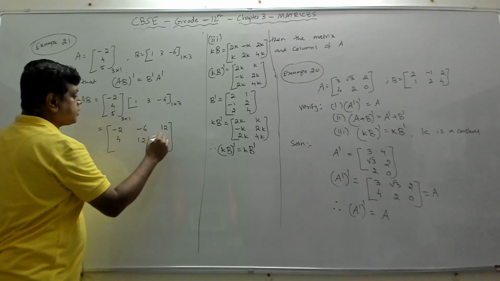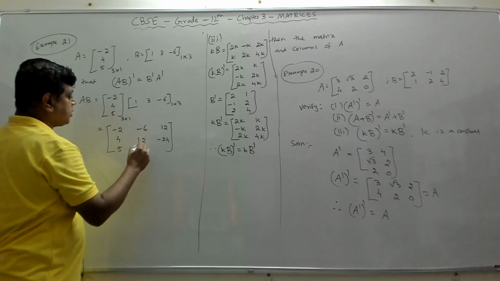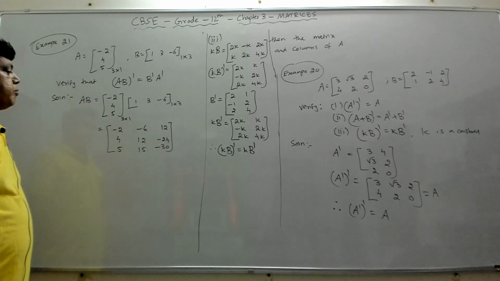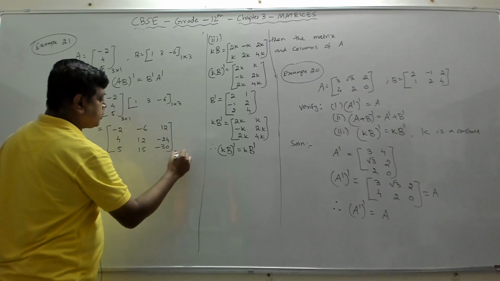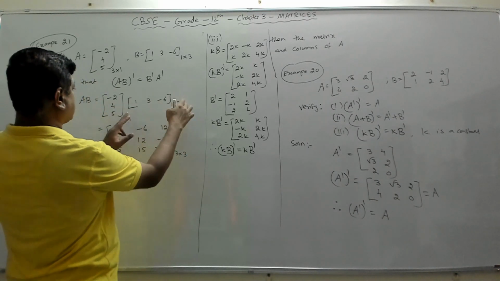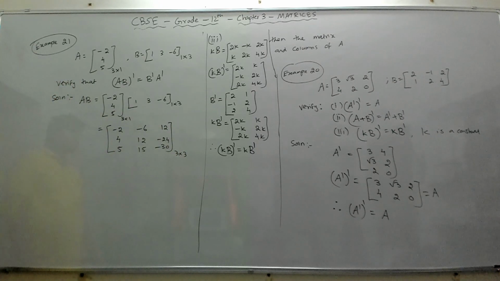4 into minus 6 is minus 24. And 5 times 1 is 5. 5 times 3 is 15. 5 times minus 6 is minus 30. So again the order is obviously 3 cross 3, because these two 1s we have to close. The remaining is 3 cross 3. That will be the order of the resultant matrix.